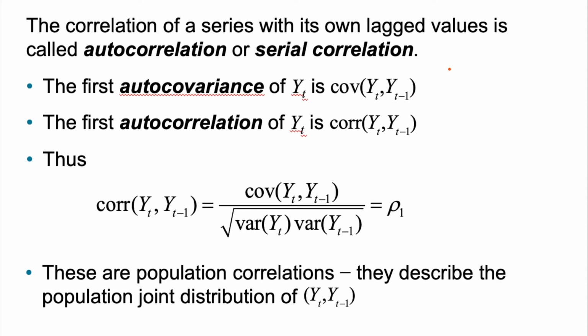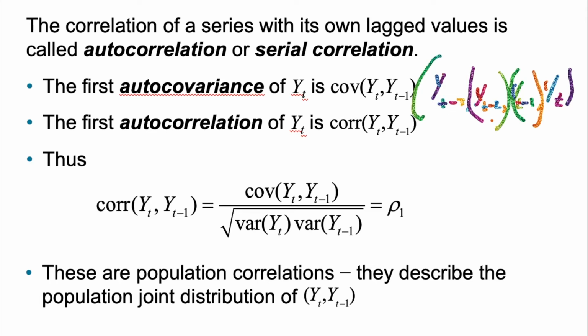So we're looking at a time series of values of a variable y. You have yt minus 3, yt minus 2, yt minus 1, yt, right? We're looking at the covariance between these two.